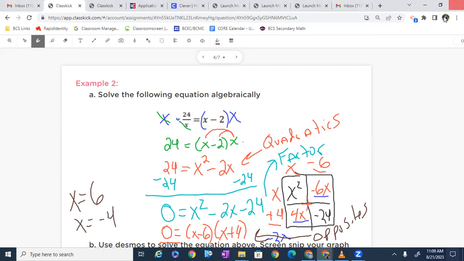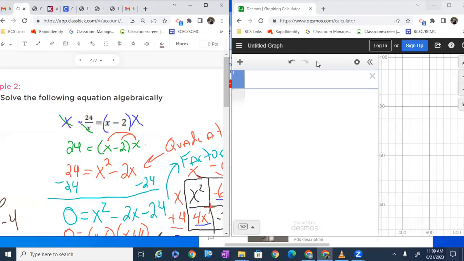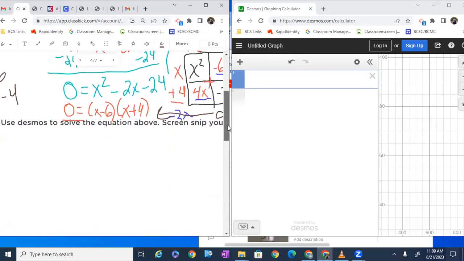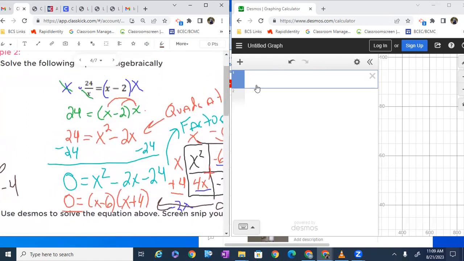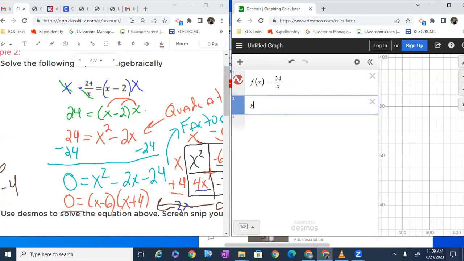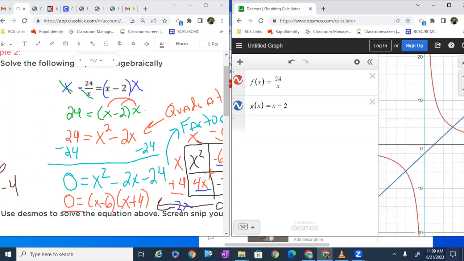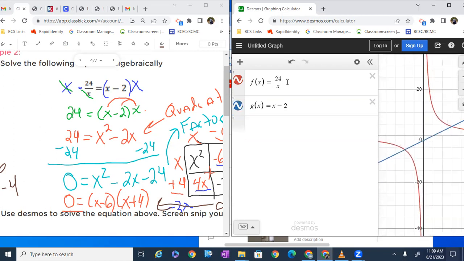So now some of you may be thinking, well, can we do this a little quicker? Well, yeah, we can actually look at this through Desmos. So let's go ahead and take in our function. And we can put in f of x equals 24 over x. And I could take g of x equals x minus 2. And we can look where they intersect, and we can verify that our answers are, in fact, 6 and negative 4. So let's go ahead and look at this.